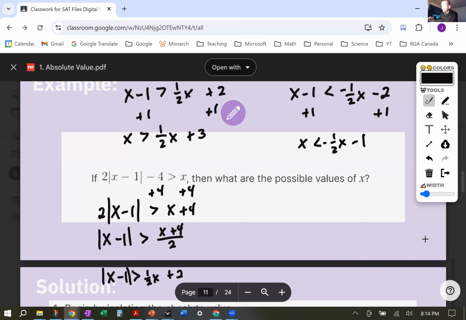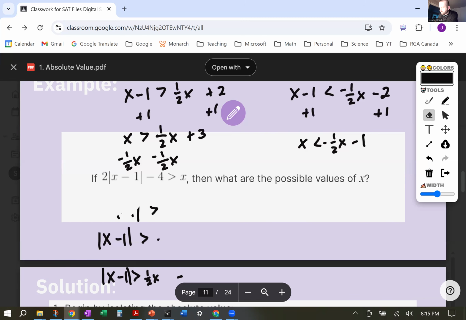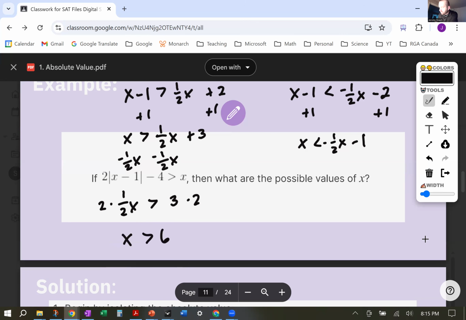We're not done yet. We still have to solve this in terms of what 1x is. So if we minus 1/2 x on both sides, now we're kind of running out of room here. Let me erase some of this, so we don't get confused with where we were at. So now this is 1/2 x is greater than 3. We're going to times by 2 on both sides. We get x is greater than 6.